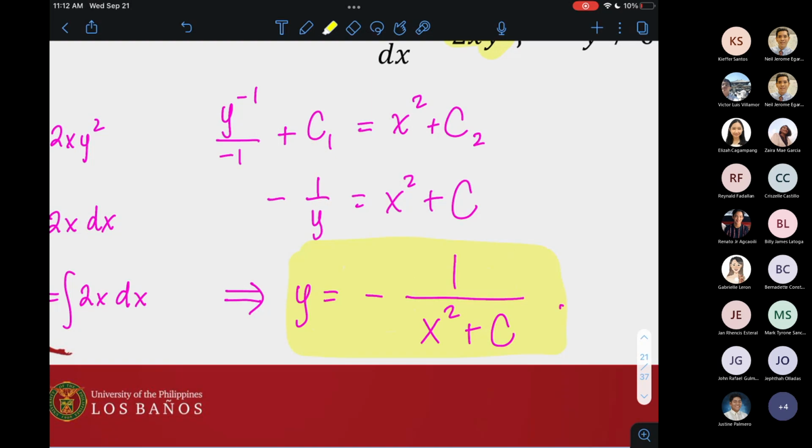All right. And that's the general theme on how to solve separable differential equations. Everything's good? So kita nyo na kailangan mag-review ng integrals at derivative.